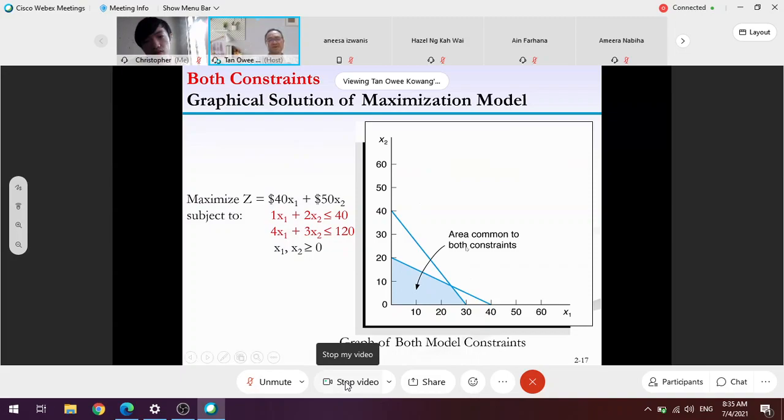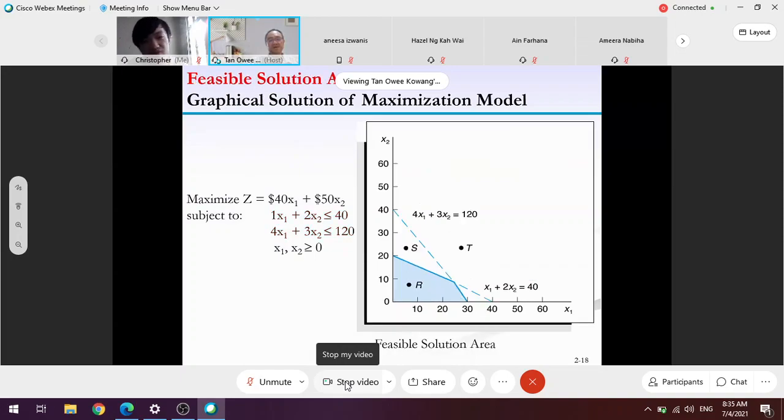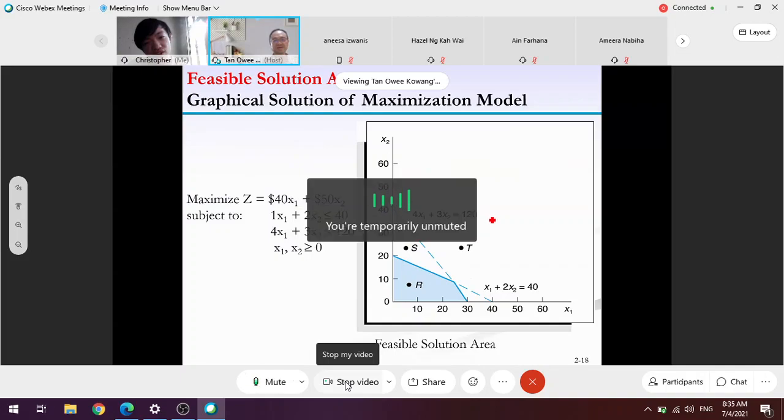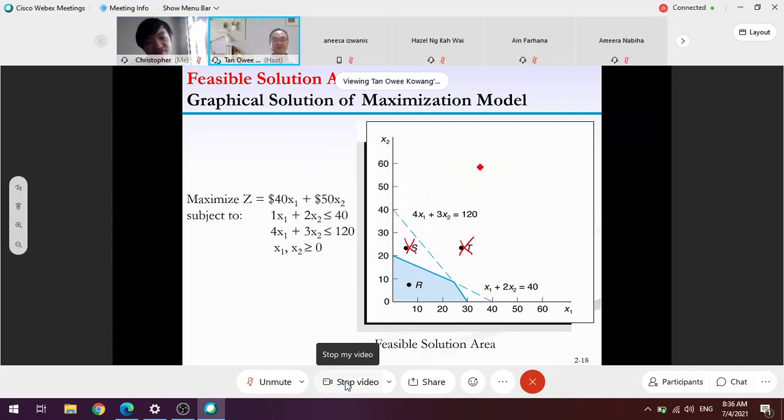In fact, not only both, including the third non-zero constraint. Okay, so this I'm not going to explain further. What we're trying to tell you is, if I ask you which point is infeasible, which point is infeasible? R, S, T. D and S. So R is feasible.